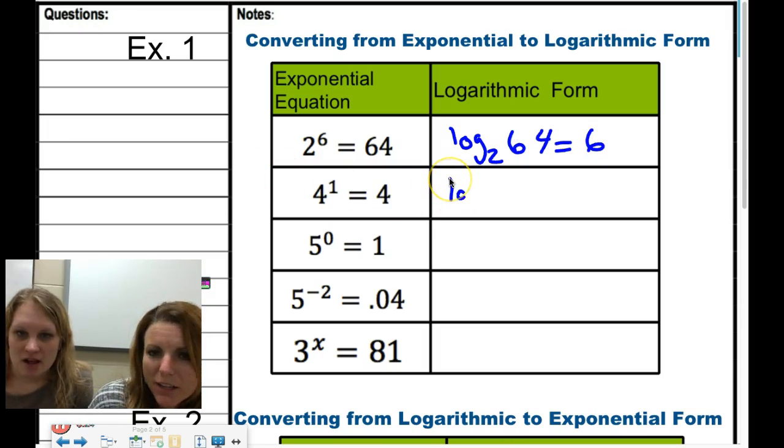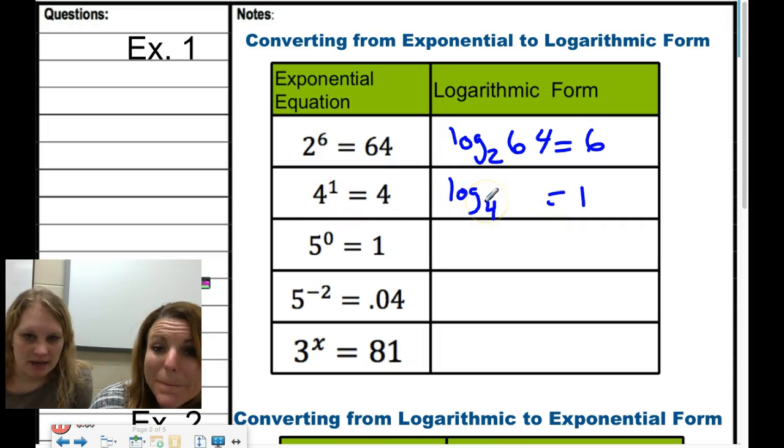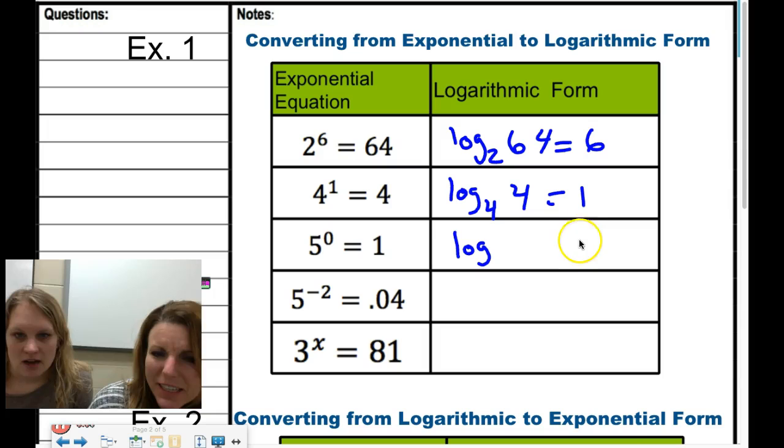So again, log. What is our exponent? 1. Log equals 1. Here's our base, so it goes to the bottom. And then 4 is what's left over. Exactly. These again are easy, aren't they easy? Log equals 0. 5 is our base. Our number left over is 1. Perfect.